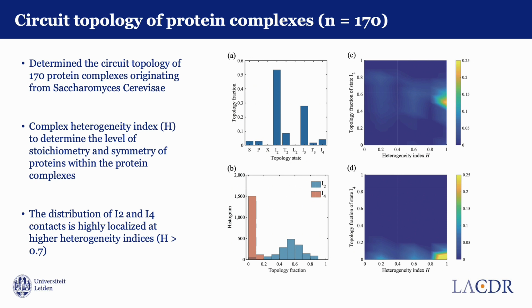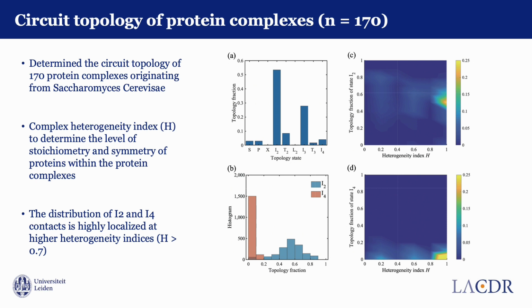The heterogeneity index can be used as a measure of how many different proteins are inside the complex. The heterogeneity index is calculated by dividing the number of different proteins in the complex by the total number of proteins in the complex, where a score of 1 means that all proteins inside the complex are structurally different, and a low score means that there is a form of stoichiometric asymmetry present in the complex.